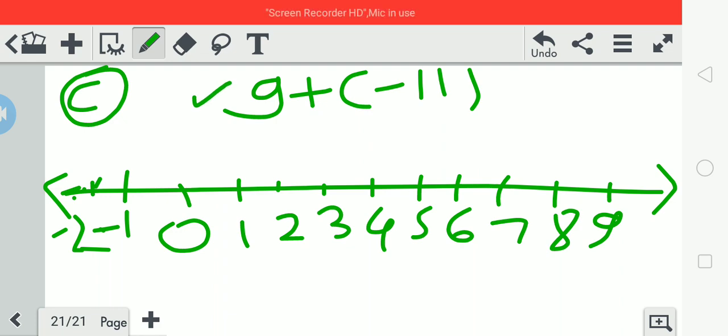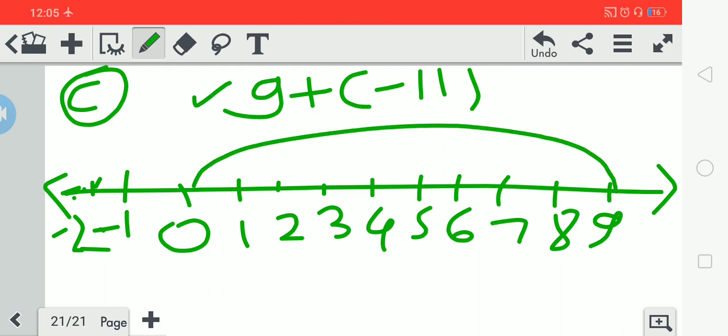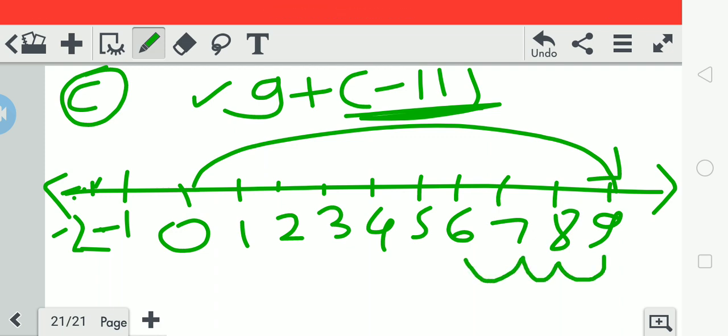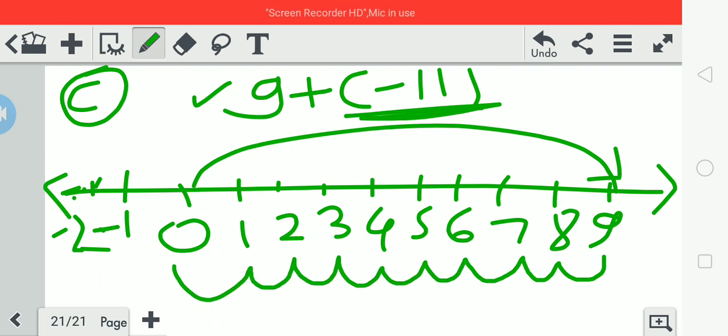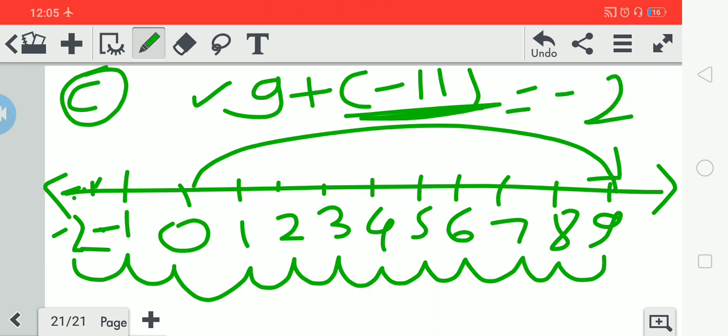So take a direct move from 0 to 9. Now second number is minus 11. Minus means left move 11. 11 left moves 1, 2, 3, 4, 5, 6, 7, 8, 9, 10, 11. So you reach at the minus 2. So answer of this question is minus 2, right?